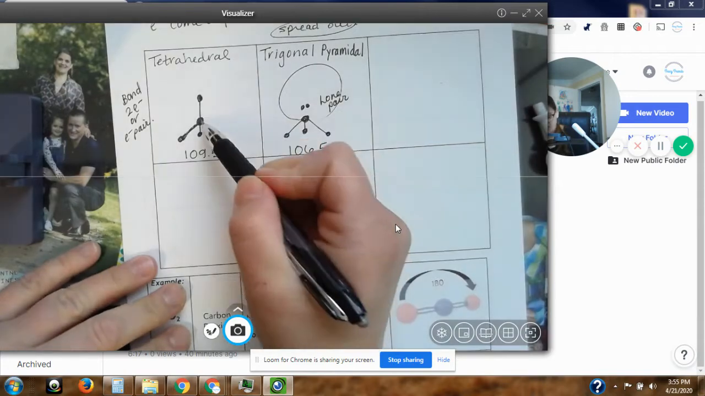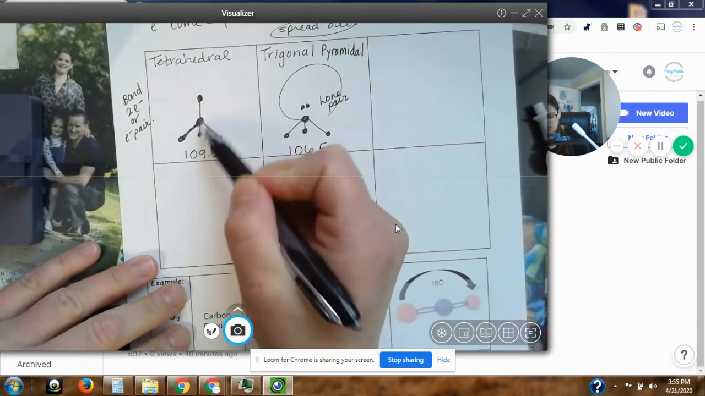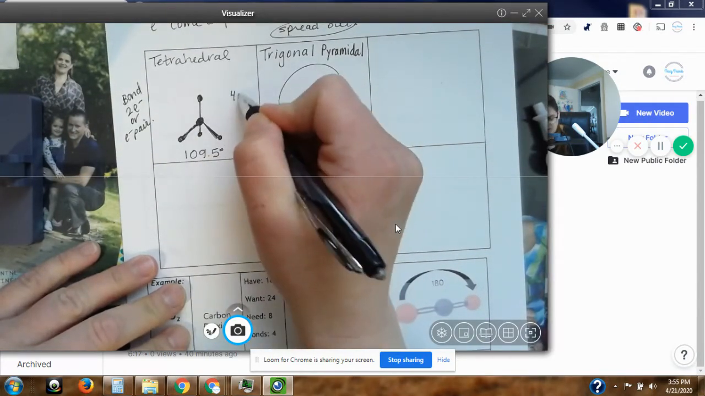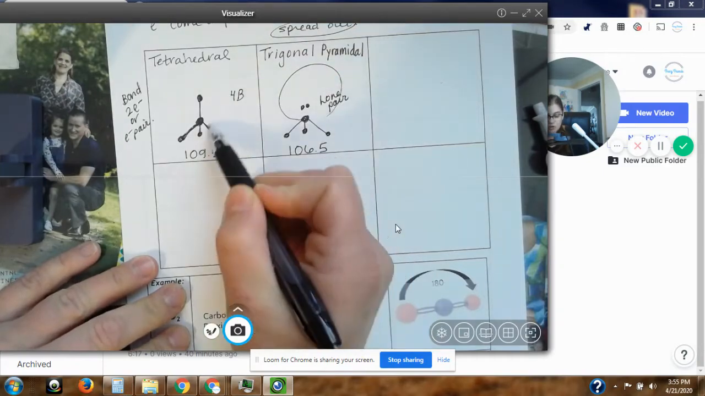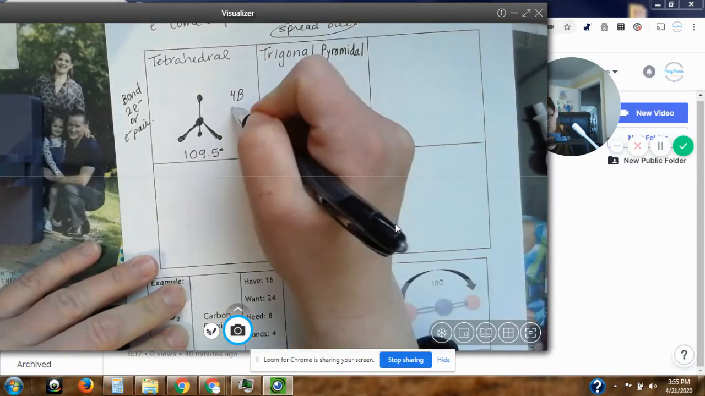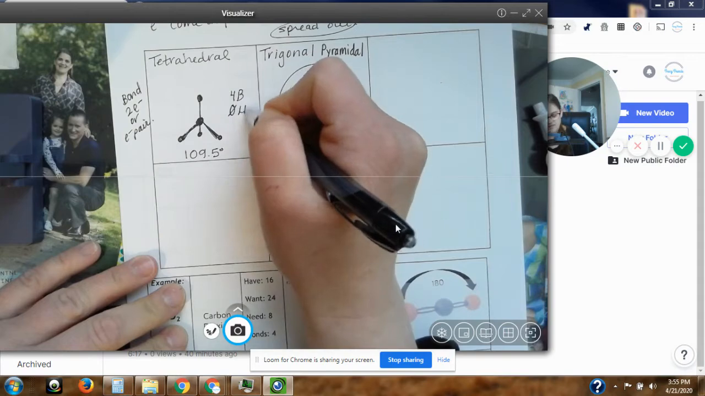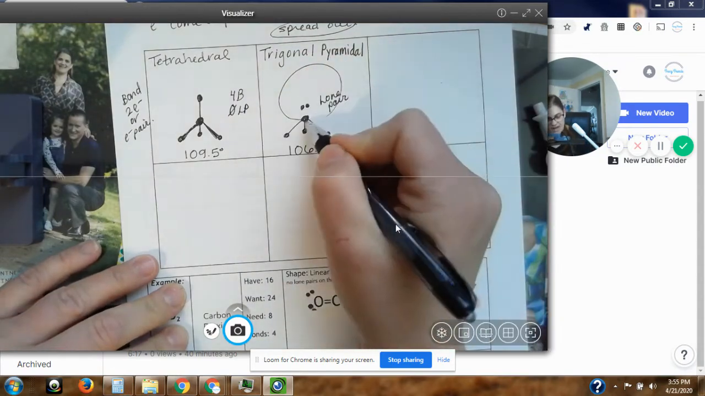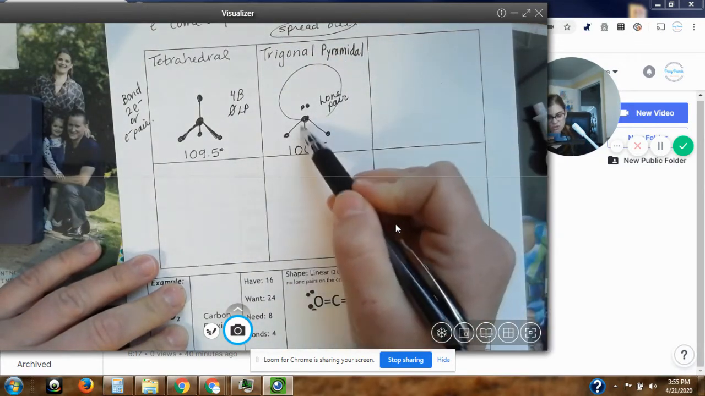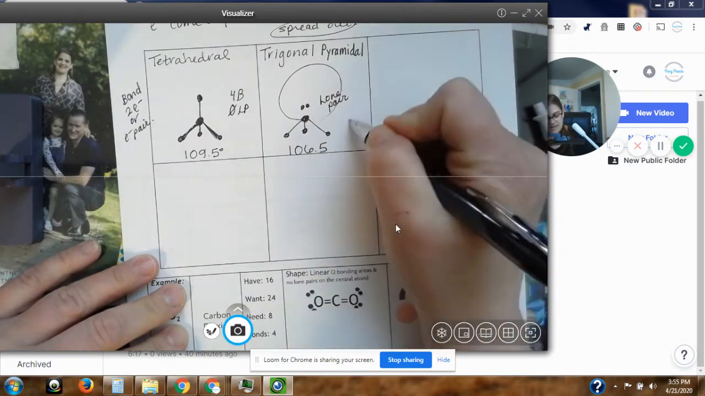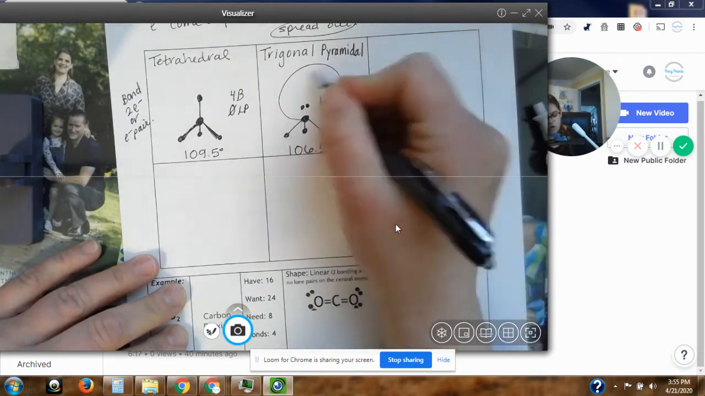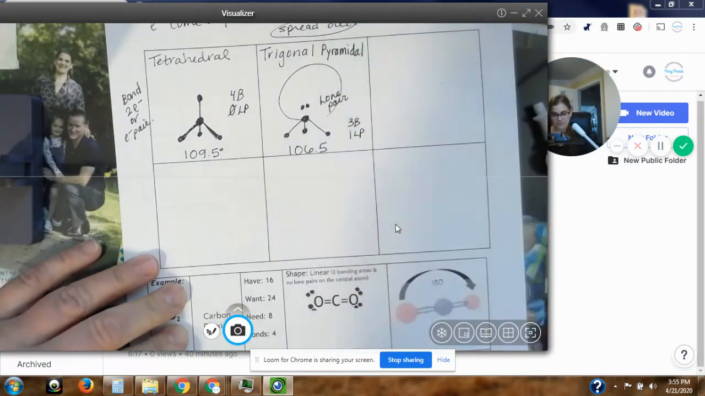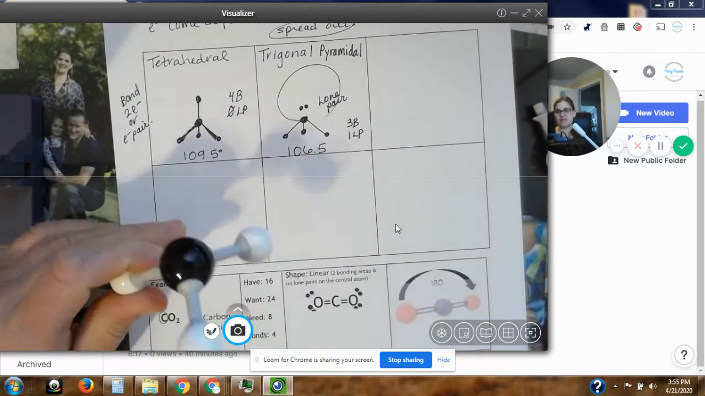So here with the central atom, I've got 1, 2, 3, 4 bonding areas. So I'll say 4B, and there are no lone pairs on the central, so I'm going to say 0 lone pairs. On the central atom here, I've got 1, 2, and 3 bonding areas, and there is 1 lone pair. Okay, let's move on to the next one.